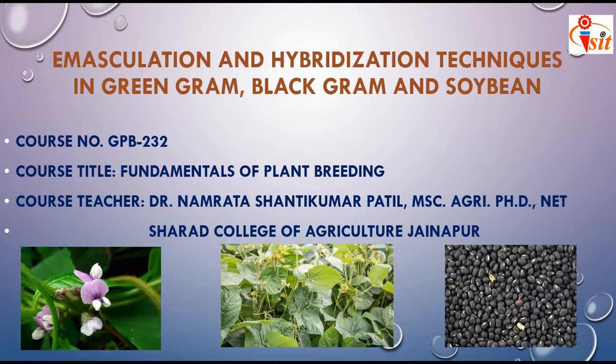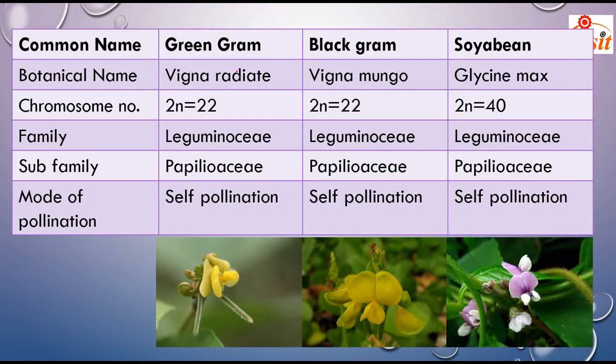Student, today we are going to start dissection of green gram, black gram and soybean. So whatever the purple color flower you are observing here, this is a flower of soybean. Then this is a crop of green gram and this one is a black gram. So the common names are green gram, black gram and soybean.